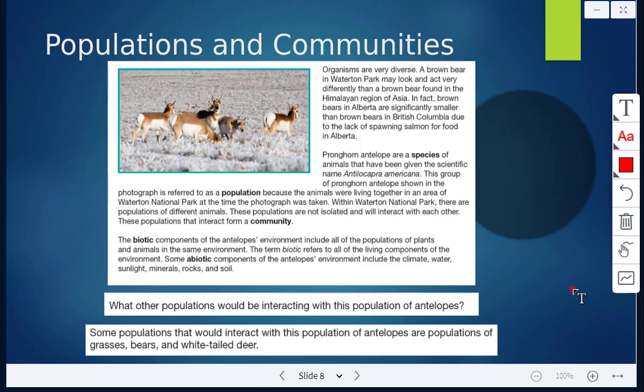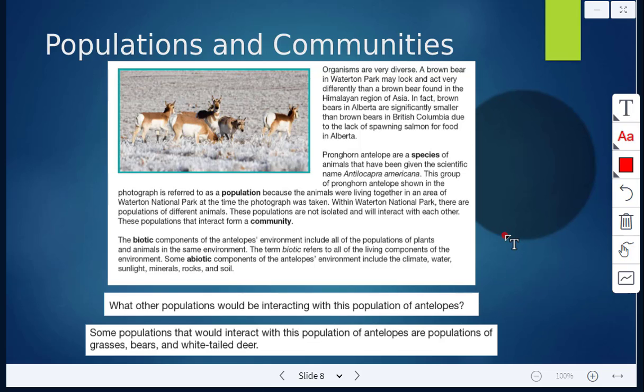Next here, we have pronghorn antelope, a species of animal, and they have a scientific name, Antilocapra americana. This group of pronghorn antelope is referred to as a population because the animals are living together in an area of Waterton National Park at the time this photograph was taken. But within Waterton National Park, there are going to be populations of different animals as well. These populations are going to interact with each other, and when they interact with each other, they form a community.